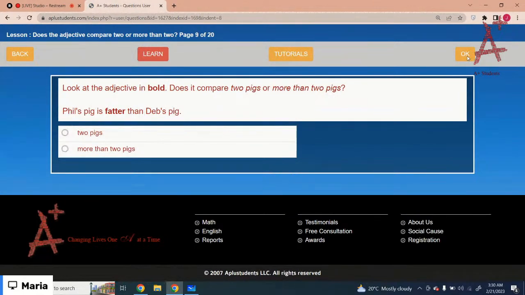Phil's pig is fatter than Deb's pig. So which is the correct option? You have an ER. Got it? That is a comparison between two person, places, or things. So it would be two pigs. The comparison is between two pigs.